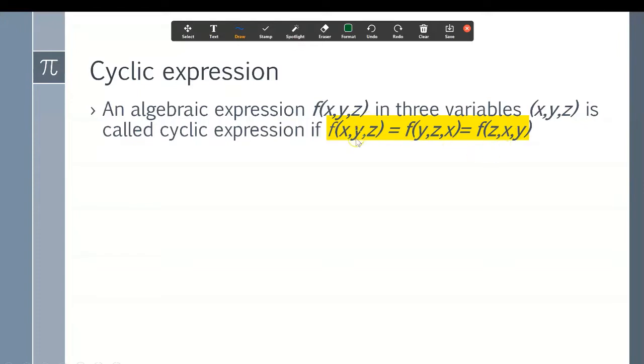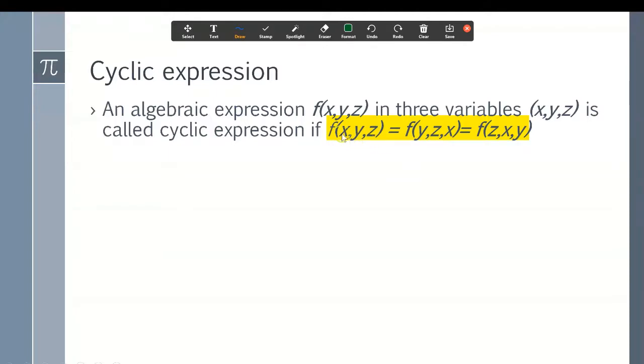What does it mean? If x is replaced by y, y is replaced by z, and z is replaced by x, both values should be the same. The output should be the same. Similarly, if y is replaced by z, z is replaced by x, and x is replaced by y, the value should be the same.